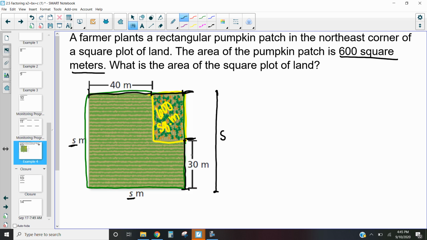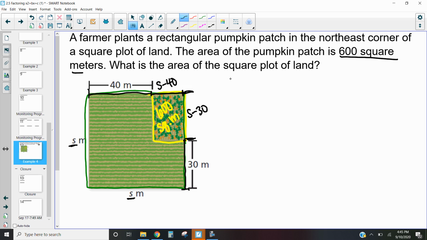plot of land until we hit the pumpkin patch is 30, this area left here is going to be S minus 30. And that makes sense because S minus 30 plus 30 would just be S. Similarly, over here is going to be S minus 40 because this whole length here is also S. So now that we have that, we want to use that idea to figure out what S equals, or what is the length of that square plot of land.